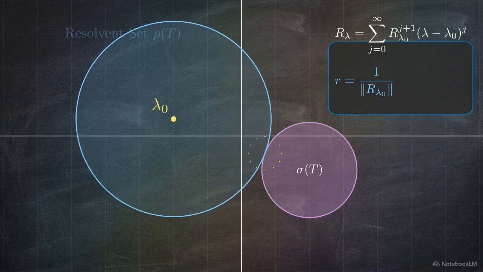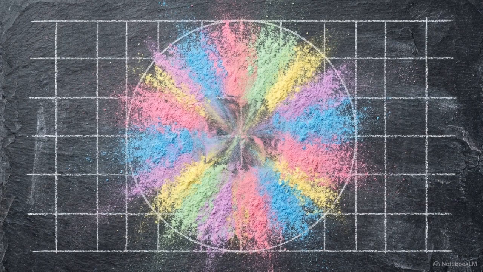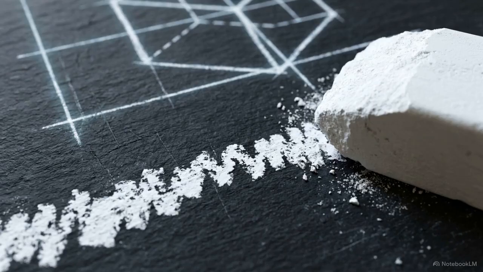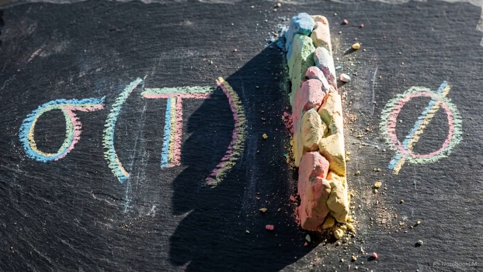This circle of convergence will continue to expand outward until it collides with the boundary of the spectrum. Consequently, the physical distance from lambda 0 to the spectrum, denoted as delta of lambda, must be greater than or equal to this radius of convergence. The resolvent function is therefore analytic throughout the resolvent set, with a radius of convergence that is limited only by the distance to the spectrum.